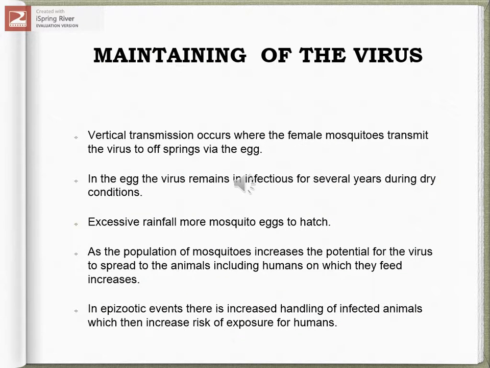The maintenance of the virus. Vertical transmission occurs where the female mosquitoes transmit the virus to offspring via the egg, and in the egg, the virus remains infectious for several years during dry conditions. Excessive rainfall makes more mosquito eggs hatch, and as the population of mosquitoes increases, so does the potential for the virus to spread to the animals, including humans, on which they feed. In episodic events, there is increased handling of infected animals, which then increases risk of exposure to humans.